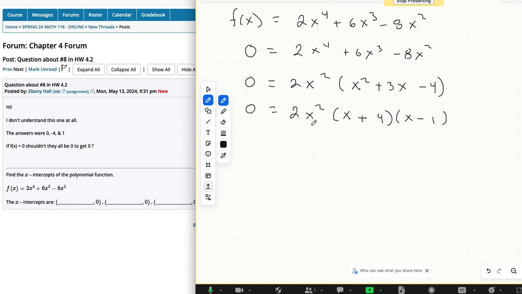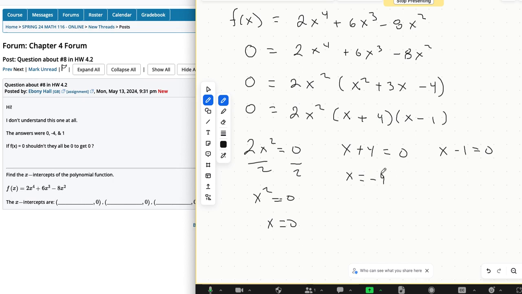So now what makes these 0 are what makes each of these factors 0. So 2x squared equals 0, x plus 4 could equal 0, or x minus 1 could equal 0. In this case, 2x squared equals 0. If I divide both sides by 2, x squared equals 0. So x is 0. So that's that first one. Here, for the linear terms, I bring the 4 over to finish solving. x equals negative 4. And adding that 1 over, x equals 1.